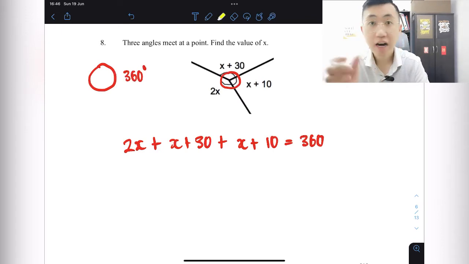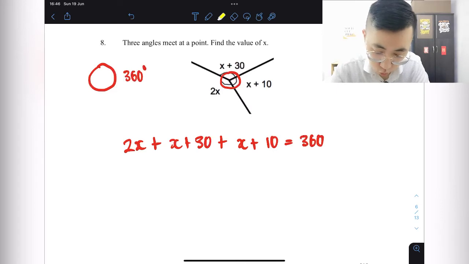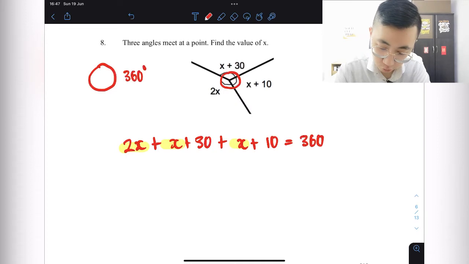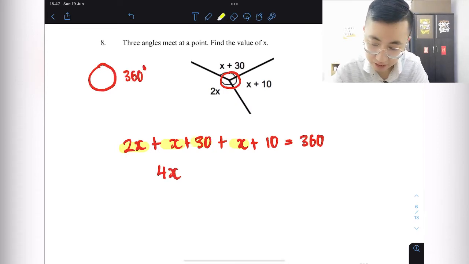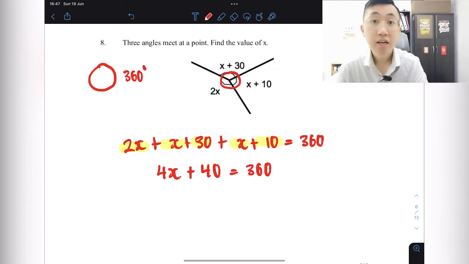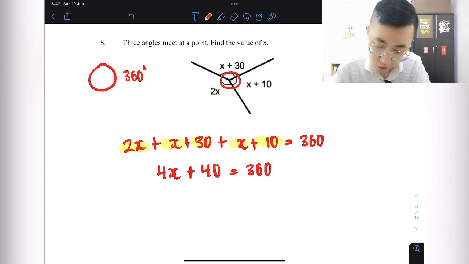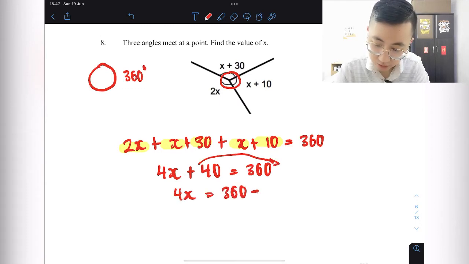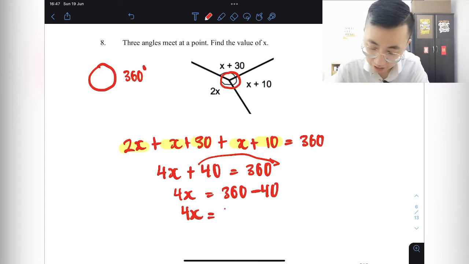Now I am going to simplify. You can use your highlighter or ruler. 2x plus another x, plus the other x, will get you 4x, and then continue to do it slowly. 30 plus 10 is 40, equals 360. Now you need to do left and right movement. I'm going to move plus 40 to the other side to become minus 40. So 360 minus 40, 4x equals 320.